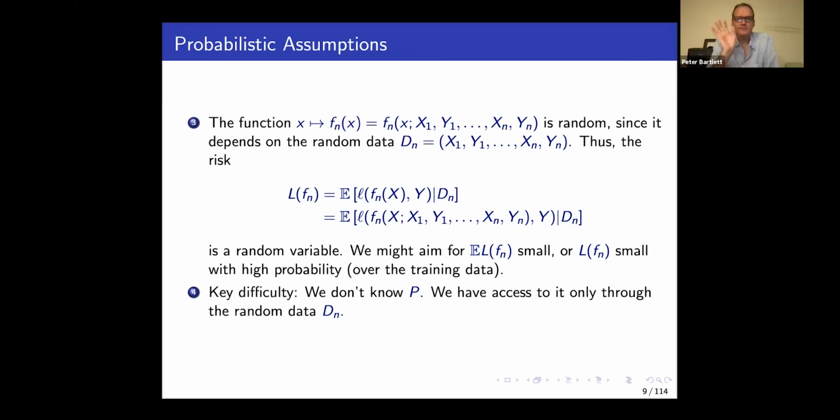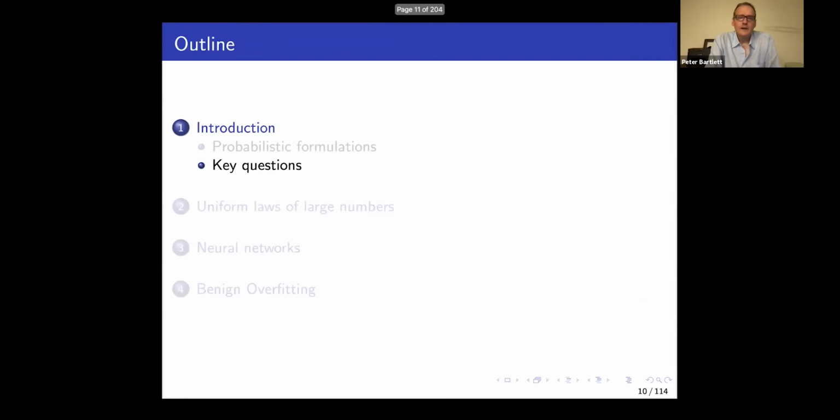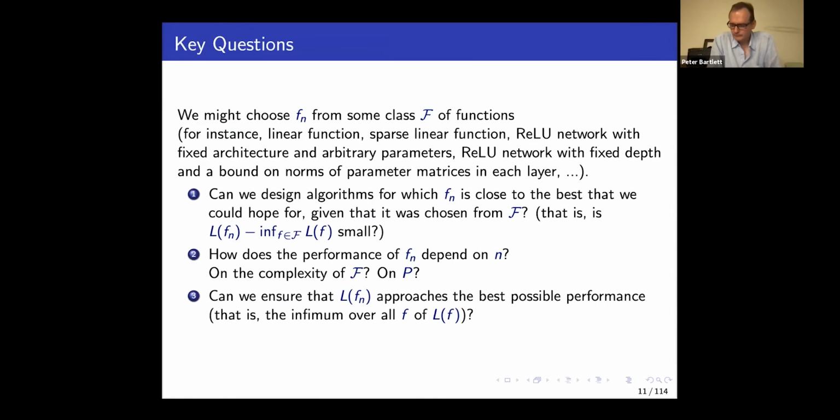Okay, and of course, the key difficulty here is we don't know the probability distribution. We only get to learn about it through the random data, X1, Y1 through Xn, Yn. Okay, and what we're going to be considering is, we're really focused on formulating questions in this probabilistic way that are relevant to large-scale machine learning methods.